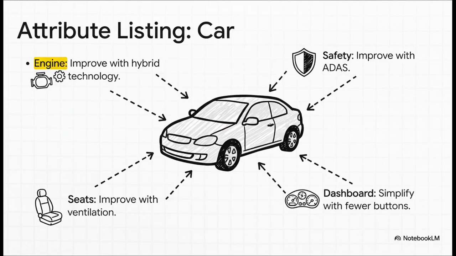Look at how powerful this is for something complex like a car. You break it down: the engine, the seats, the safety system, the dashboard. Then you brainstorm improvements for each of those attributes completely independently. This systematic process leads to concrete innovations like hybrid engines, ventilated seats, and advanced driver assistance systems. Each of those is a major project, born from this simple, structured method.